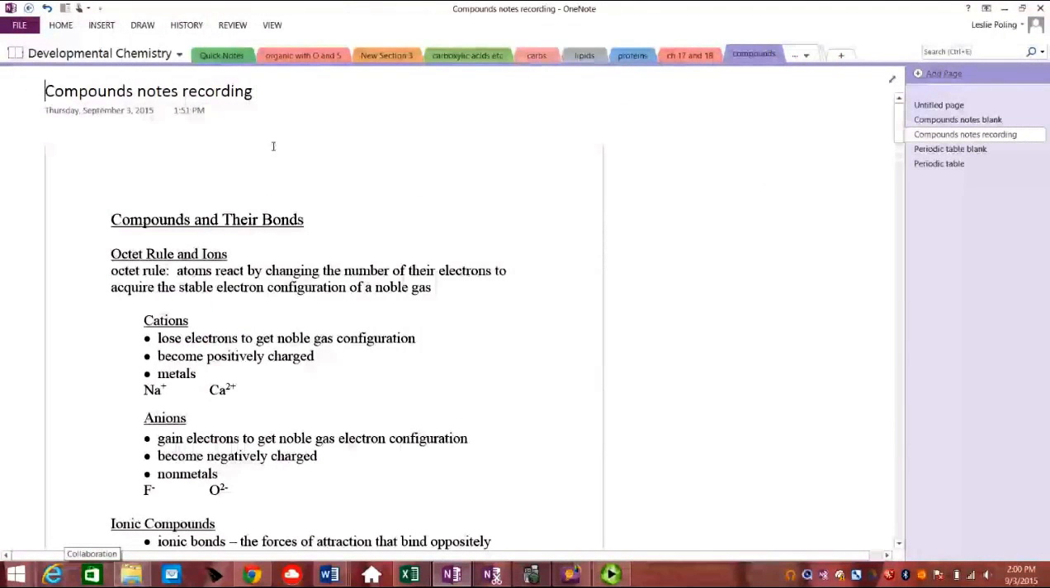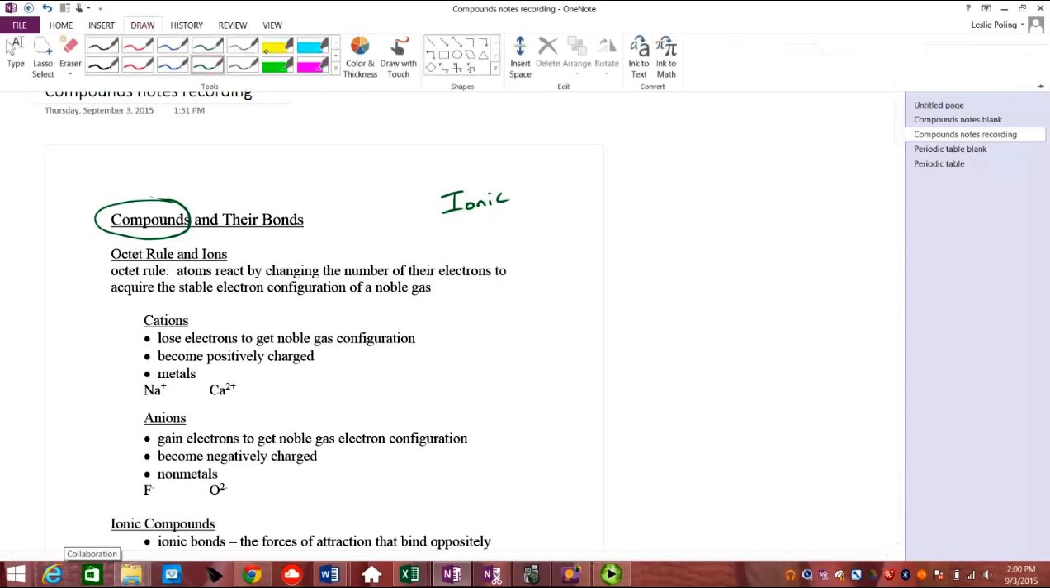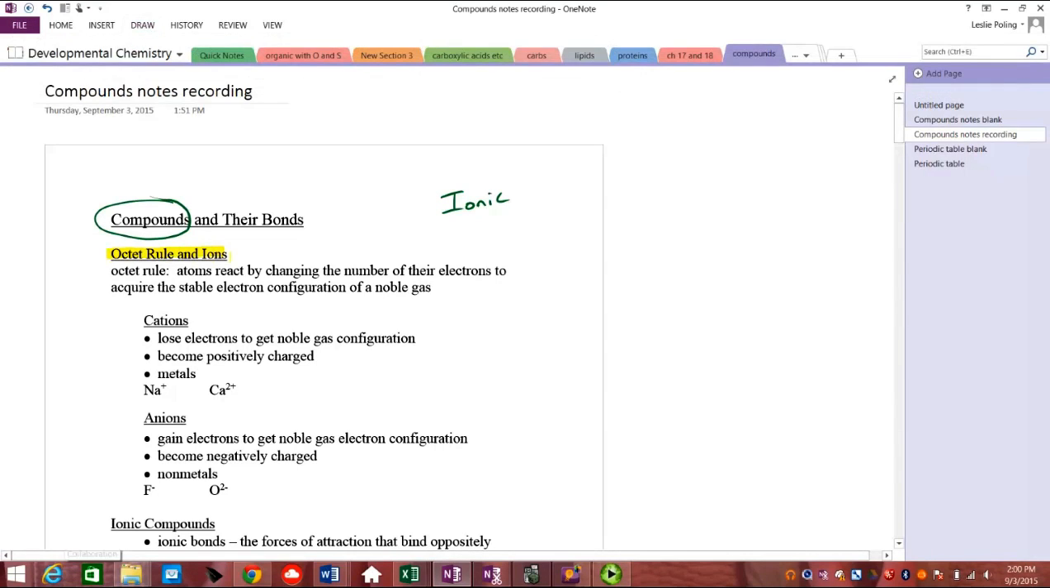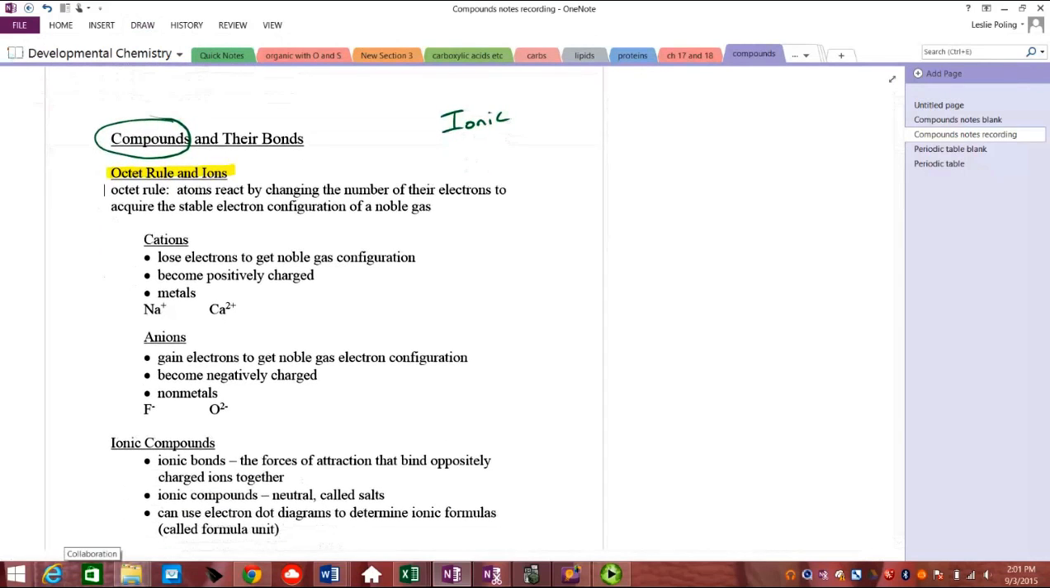All right, we're going to put elements together into compounds. And the first type of compound we're going to talk about is ionic. So in order to talk about ionic compounds, we need to know what ions are. Ions are charged particles. Remember, we had atoms which were neutral, ions are not.